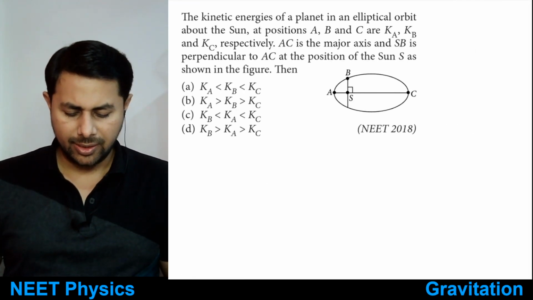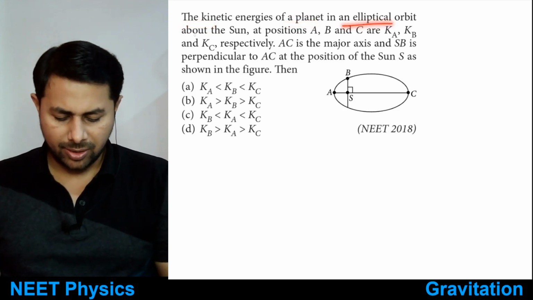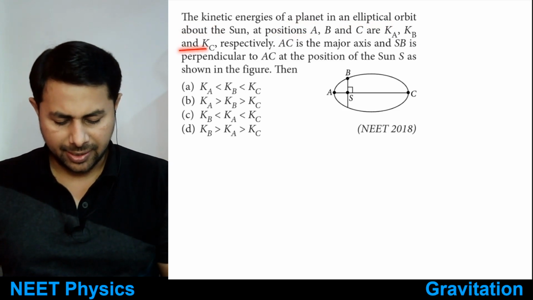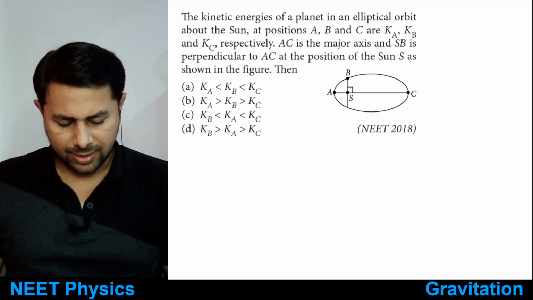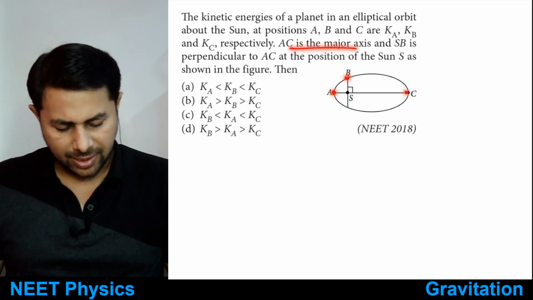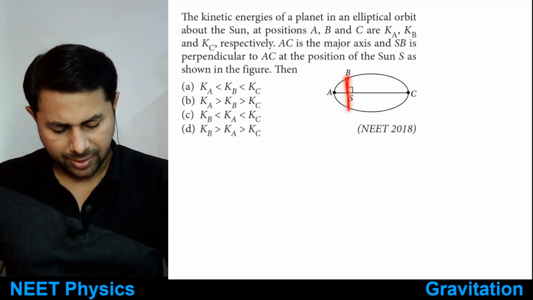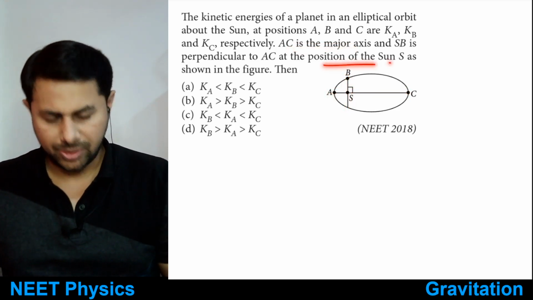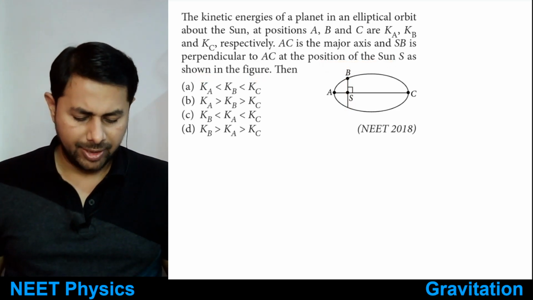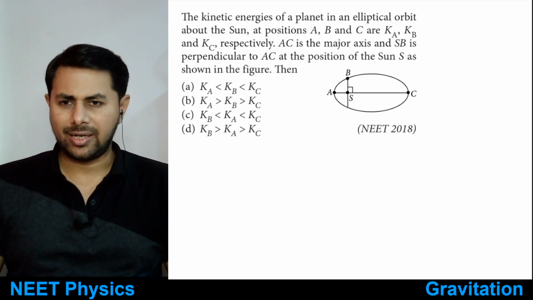So let's see this one. The kinetic energies of a planet in an elliptical orbit around the sun at positions A, B and C are Ka, Kb and Kc respectively. So these are the kinetic energies at positions A, B and C. AC is the major axis, and SB is perpendicular to AB at the position of the sun, as shown in the figure. Then tell me, anyone, where would the kinetic energy be maximum?